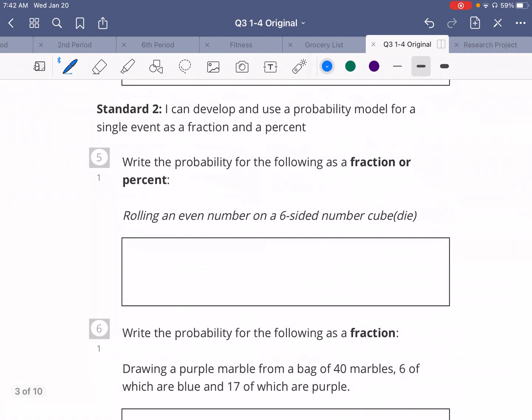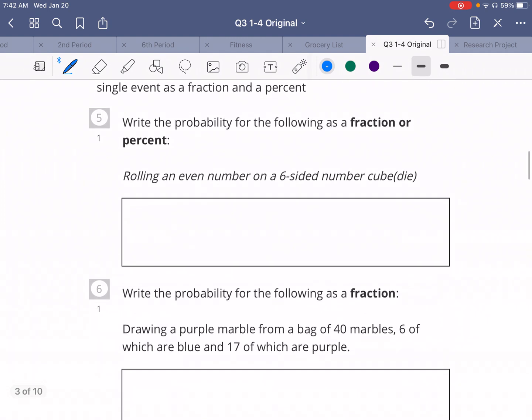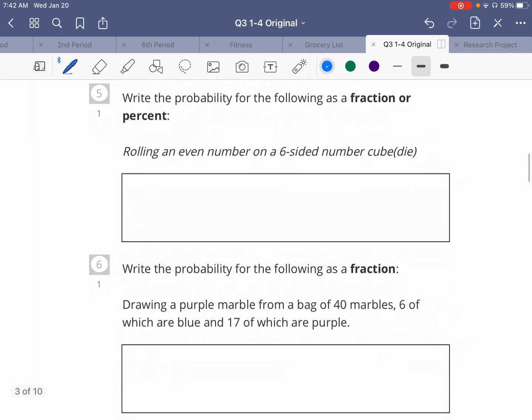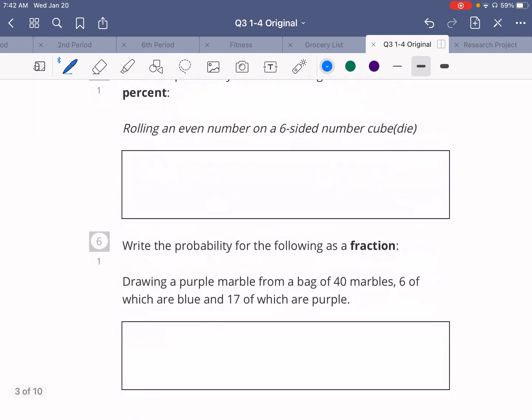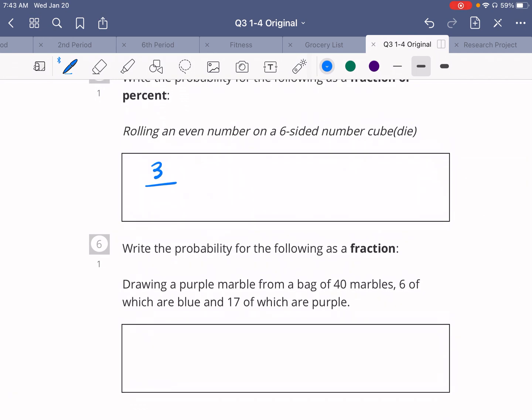All right, standard 2. Write the probability as a fraction or percent: rolling an even number on a six-sided number cube. Well, there are 3 even numbers on a six-sided number cube. There's 2, 4, and 6, so 3 out of 6 sides total, which is the same as 1/2, which is, of course, 50%.